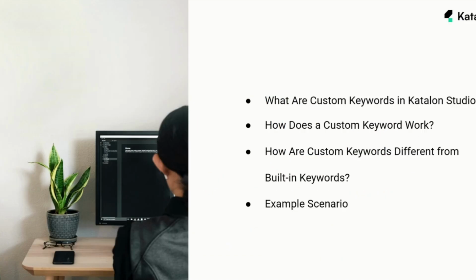Now, next is an example scenario. Let's say we are automating a social media platform where users post images. We often need to wait for an image to load before clicking on it. So if we use built-in keywords, we first have to use WebUI.waitForElementVisible, and then we have to use WebUI.click. The problem is every test case that clicks on an image will need these two lines. So instead, we can use a custom keyword. We can simply create a custom keyword and use it whenever we want to wait for an element and click.